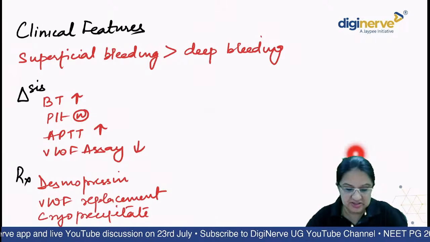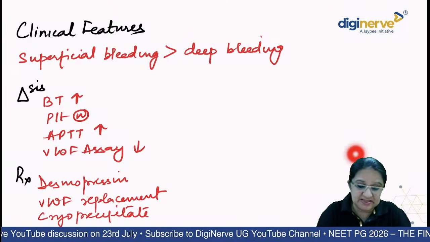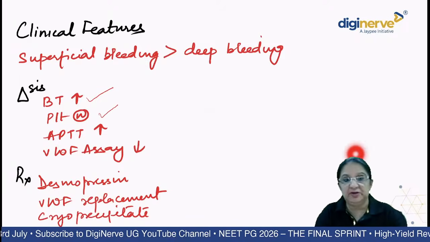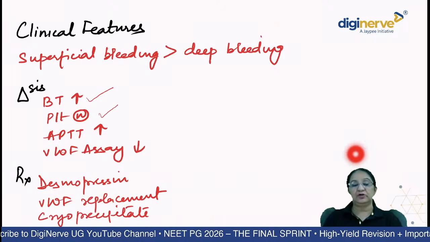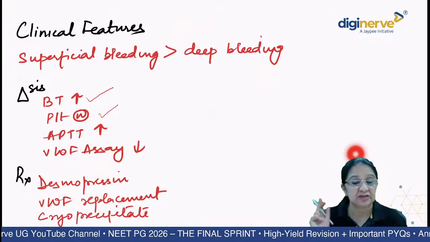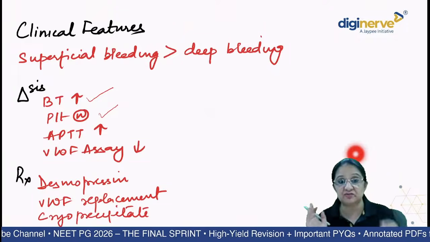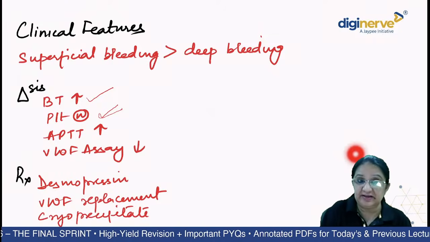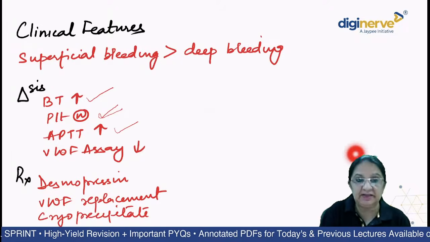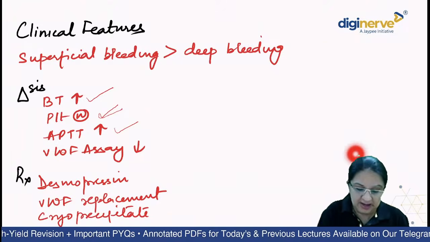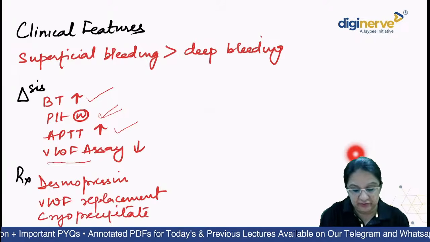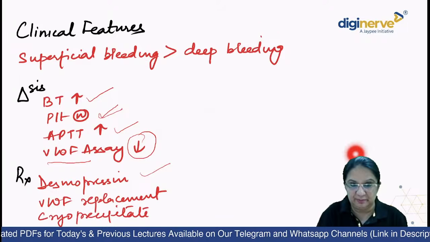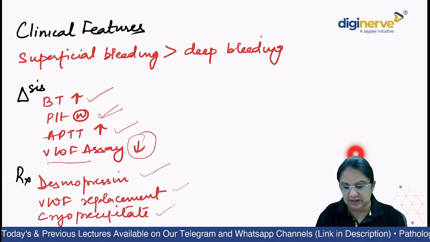So diagnosis, what are the blood test parameters? Bleeding time would be prolonged. Platelet would be normal here. So there's no defect in platelet. Only the platelet adhesion defect is there. That too not because of the platelet, but because of the von Willebrand factor. So the platelets would be normal. Since factor 8 is affected, so your APTT would be prolonged and your von Willebrand factor assay, if you do, it would be reduced. Treatment, we all know it is desmopressin, or you replace the von Willebrand factor or cryoprecipitate.